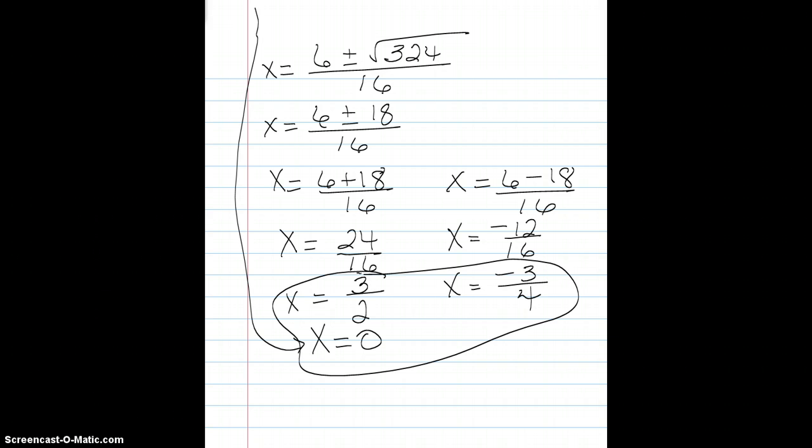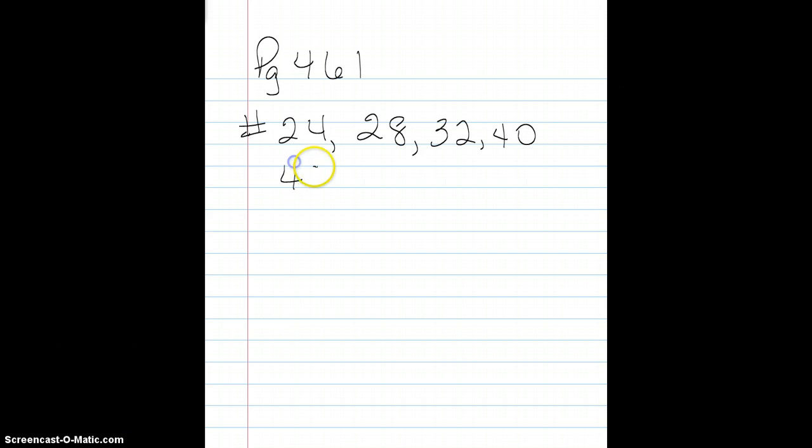All right. I hope this helped explain what you were supposed to be doing on these pages. Now you're to go to the book and do page 461, problems number 24, 28, 32, 40, 47, and 48 using the quadratic formula that I just showed you.